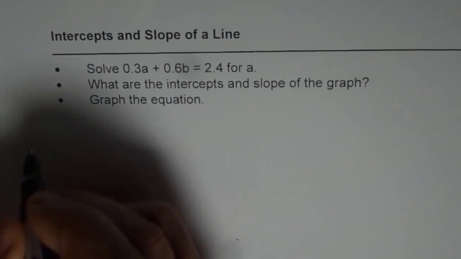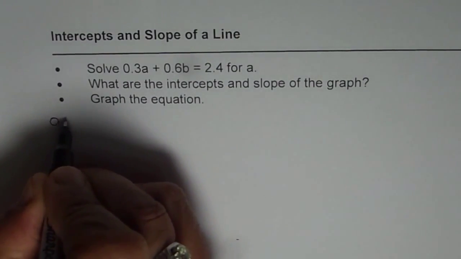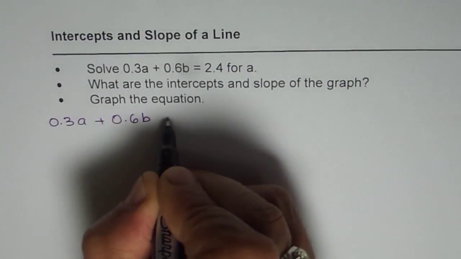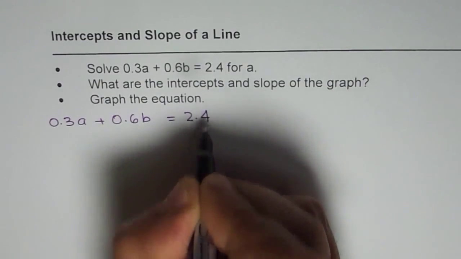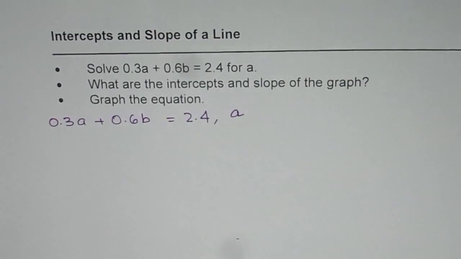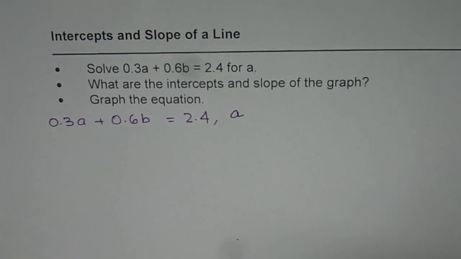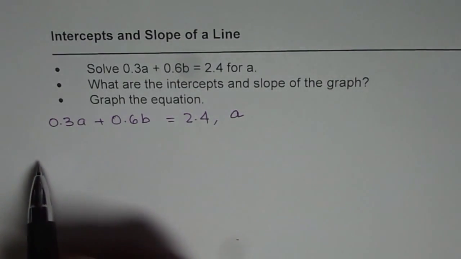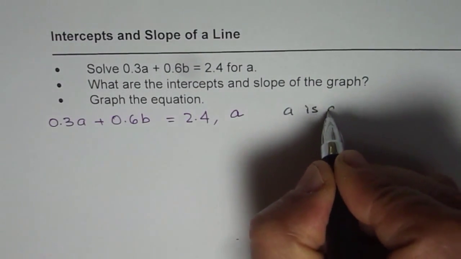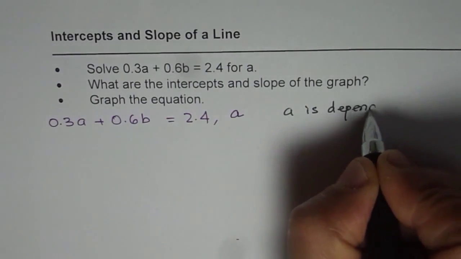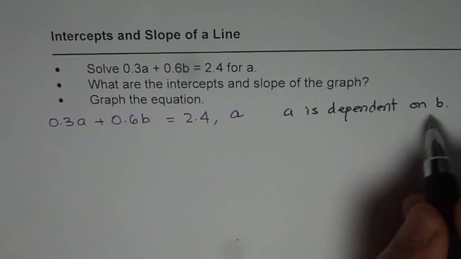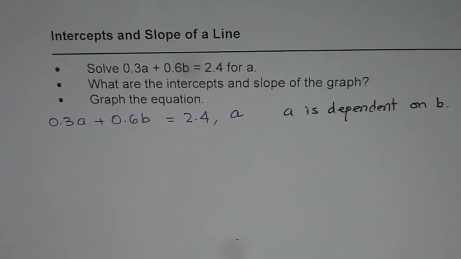Okay, so we are given the equation of a line, which is 0.3a plus 0.6b equals 2.4. We need to isolate this equation for variable a, right? So when we are trying to isolate in terms of a, then we are saying that a is dependent on b. So b is our independent variable in this case.